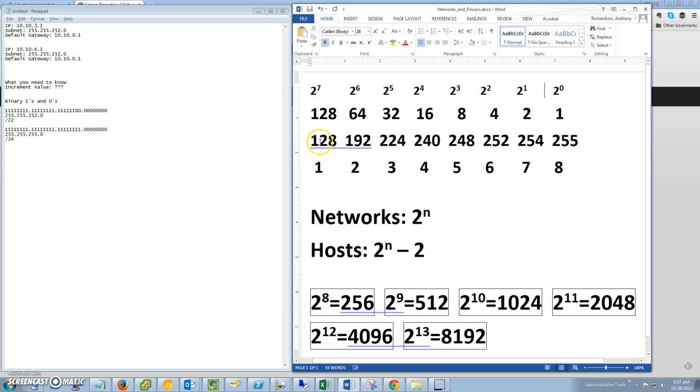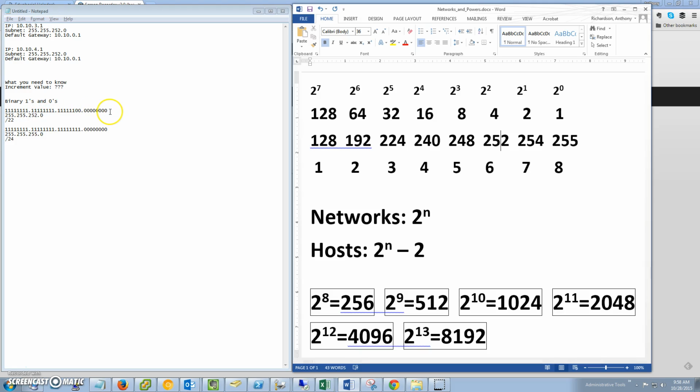If you turn on all bits, it's going to equal 255. If you only turn on 7 of the 8 bits, it's going to equal 254. But if you only turn on 6 of the bits, you're going to get 252. So 252 is represented by 6 1s in that third octet. And that's where you get the 252 represented like this.